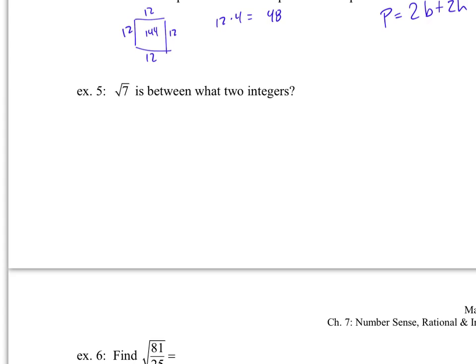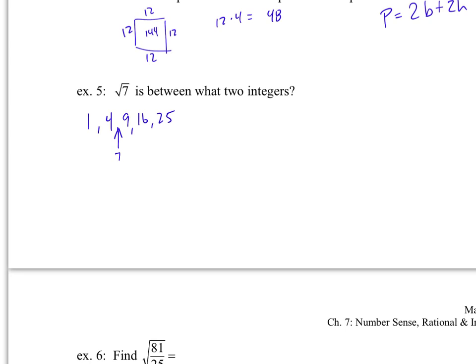Example number 5 here. The square root of 7 is between what 2 integers? Integers are those numbers with no decimals. So it's going to be between 1 and 2, between 2 and 3, between 3 and 4. You have to pick something. When you think about the square root of 7, think about our perfect squares: 1, 4, 9, 16, 25. So 7 fits somewhere in there.